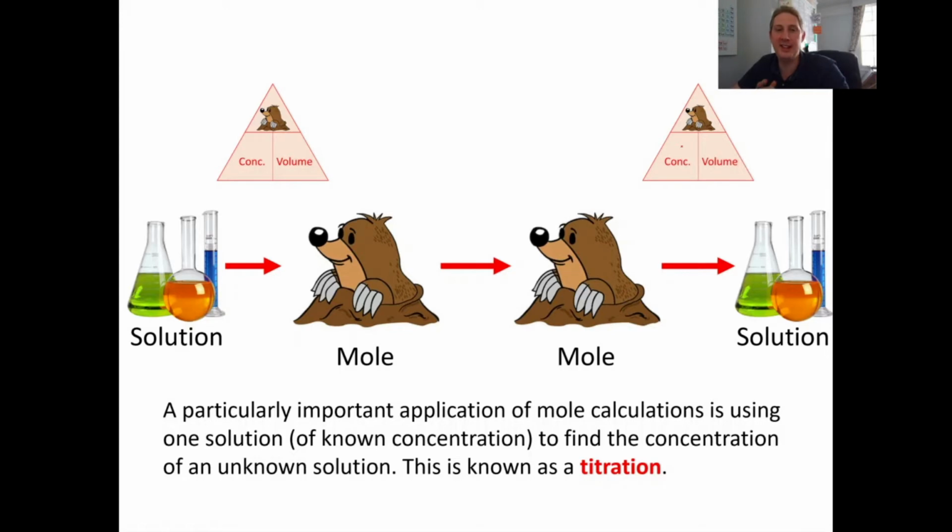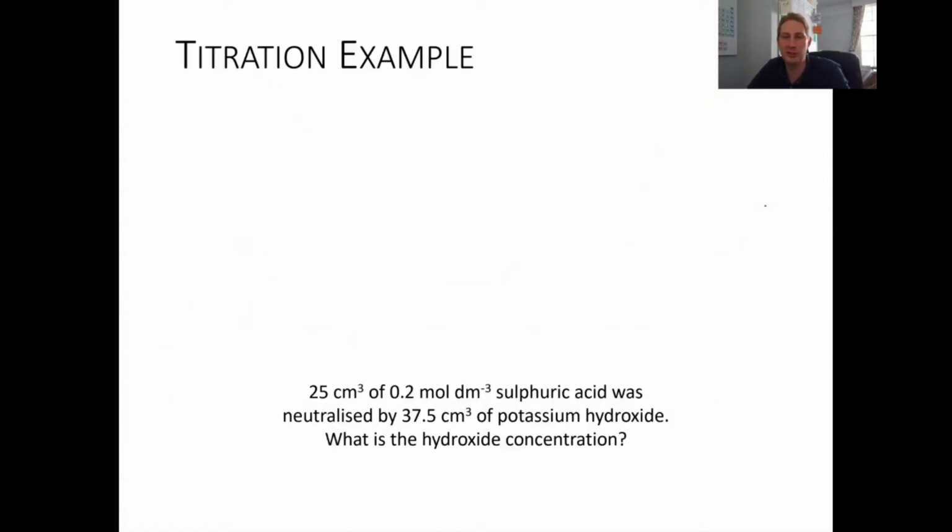Now, a particularly important application of mole calculations, as you know, is going from the concentration and volume of one solution to find the concentration or volume of another solution, and this is what we're doing with a titration. So here's an example. You should be able to do this from GCSE, so I strongly suggest you pause the video and check you can. 25 cm³ of a 0.2 mol/dm³ sulfuric acid was neutralised by 37.5 cm³ of potassium hydroxide. What is the hydroxide concentration? Pause the video, work it through.